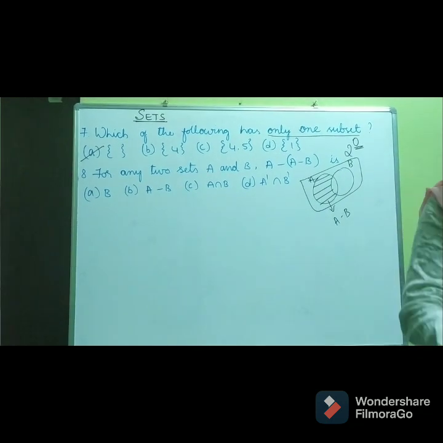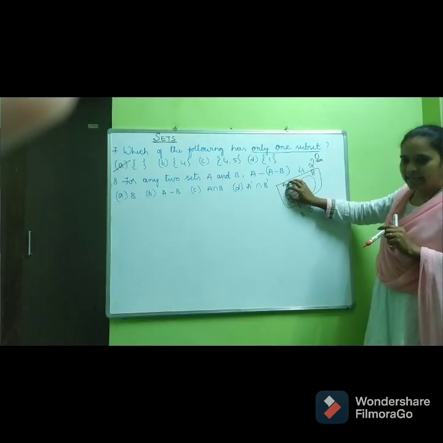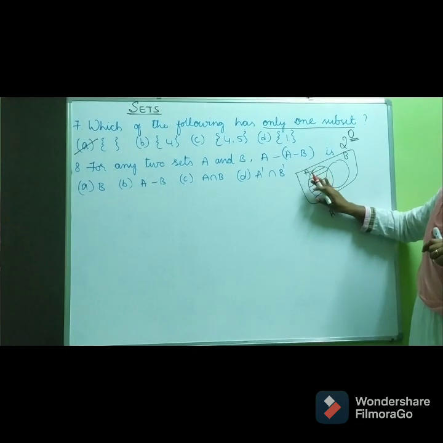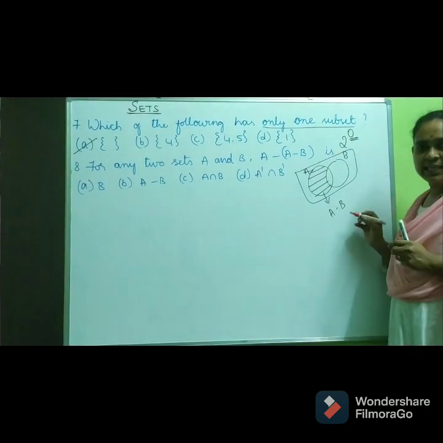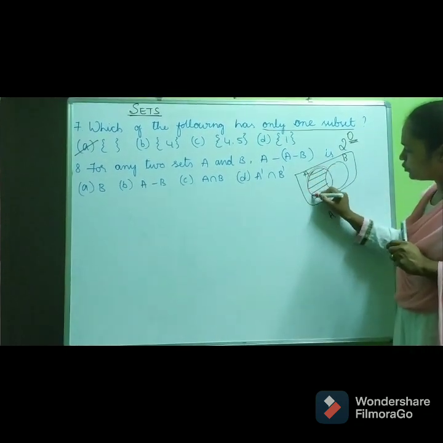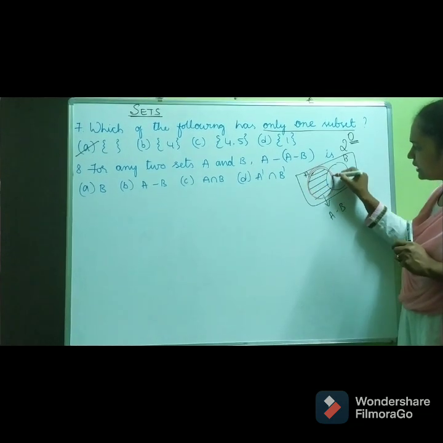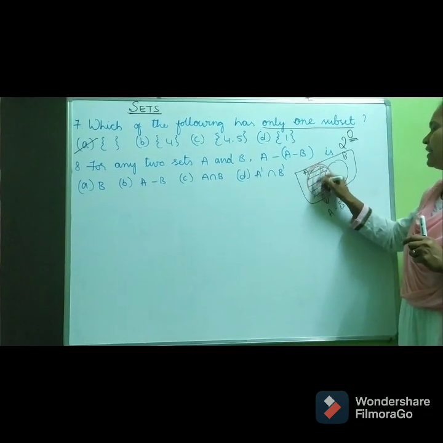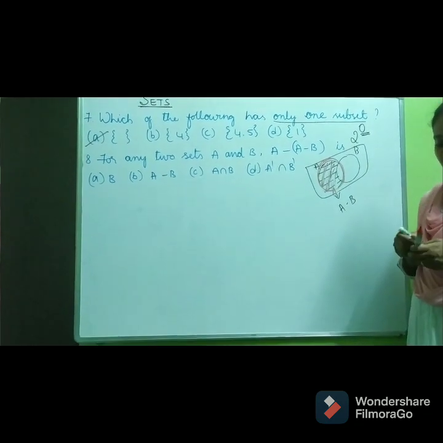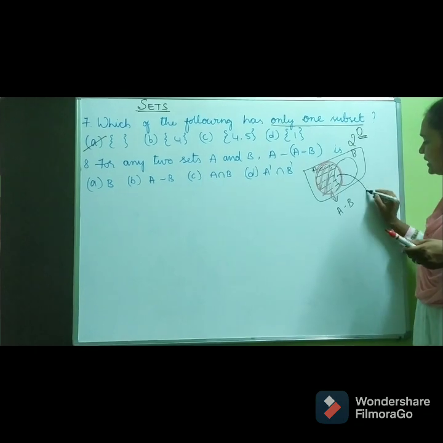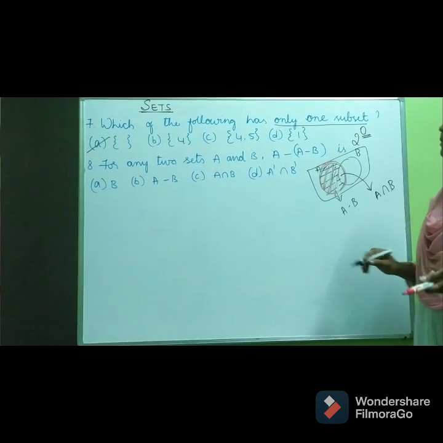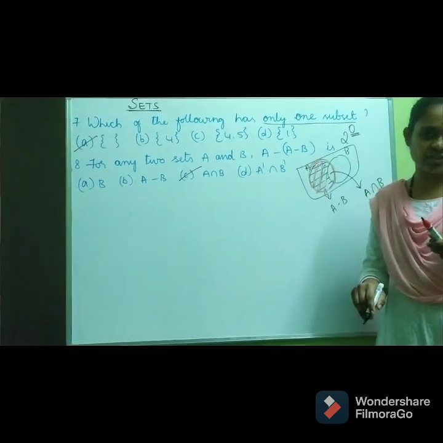Now they are asking you about this total A minus B. That means what? You should remove this A minus B. See, this total A minus of this. If you remove all this, what is left with you? You are left with this part. That is nothing but A intersection B. So, our answer is A intersection B.